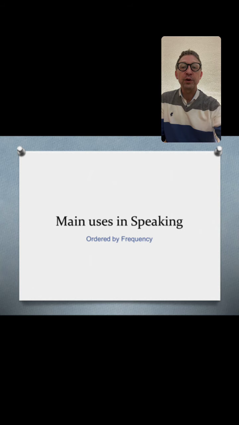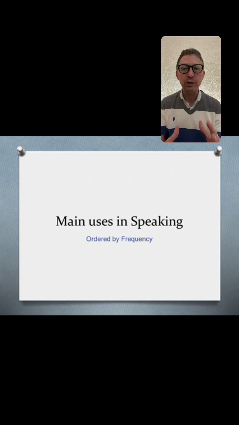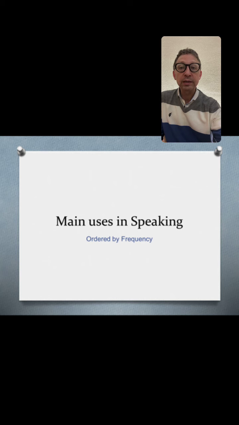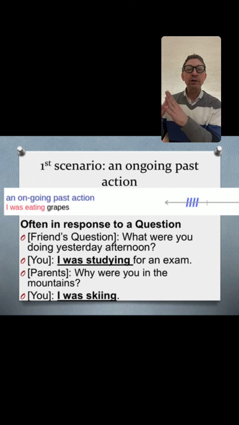Let's practice it. So I'm going to look at the three uses in order of frequency. Perhaps the most frequent is a question. Often you use past continuous with a question. I'm going to look at 4 different questions that you might encounter in an everyday situation. Now remember, this is an ongoing action. There's no definitive end to it. In simple past, you have an end to the action, but not with past continuous.